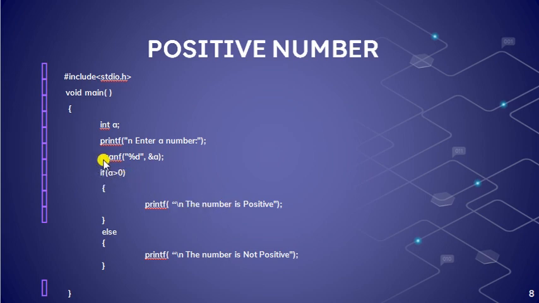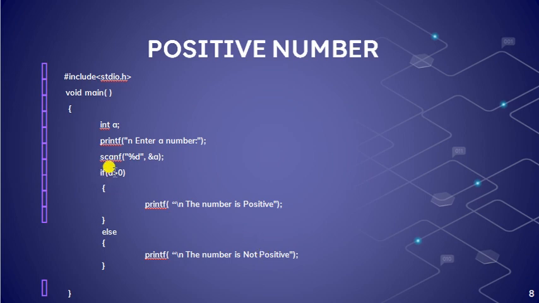So first the condition is evaluated. If it is true, then this statement will be executed. True means a greater than 0. Then the number is positive is printed, and then the control will go to here. If a is not greater than 0, the control will go to here, and it does not execute the statement. Else printf the number is not positive. The number is not positive is printed like that.